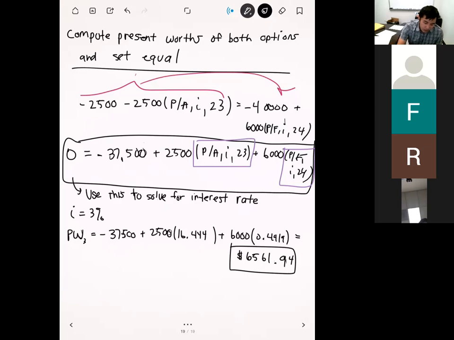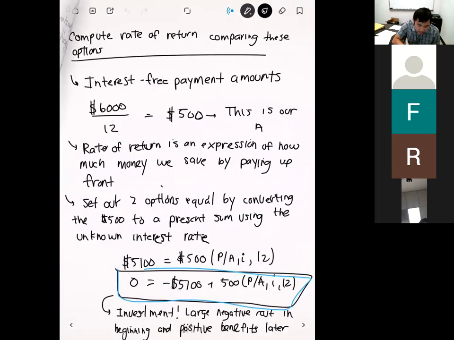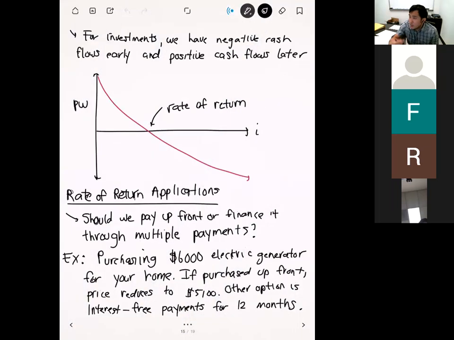All right. And so think back to earlier in the class today when we talked about the general patterns for investments in terms of the present worth versus the general pattern for loans. For investments, if we can go back to that part, what you have here is that the present worth starts out positive and then gets more negative as you increase the interest rate.